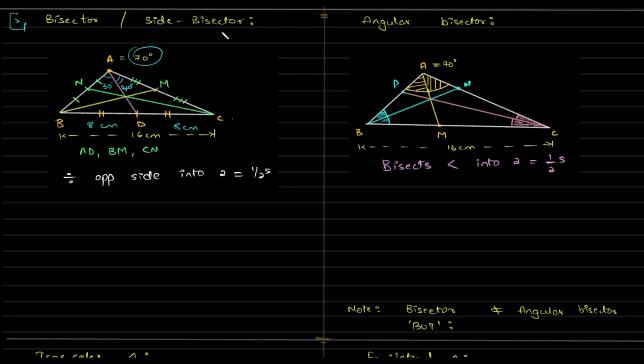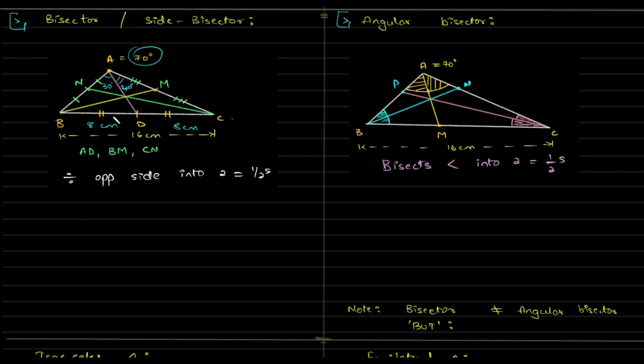A side bisector, if not an angular bisector, is something that will bisect a side for sure, but may not bisect the angles. It sometimes does. When is this sometime? We'll discuss that. But please make a mental note that a side bisector, if not an angular bisector, need not be an angular bisector. Angular bisector is a different concept altogether.